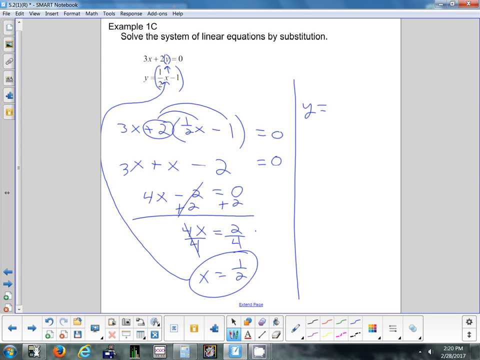How come I didn't just fill in x right away? Why didn't I just do that as my first step? Huh? I didn't know it. Now I know it, so I can fill it in. That's why I didn't do it right away.